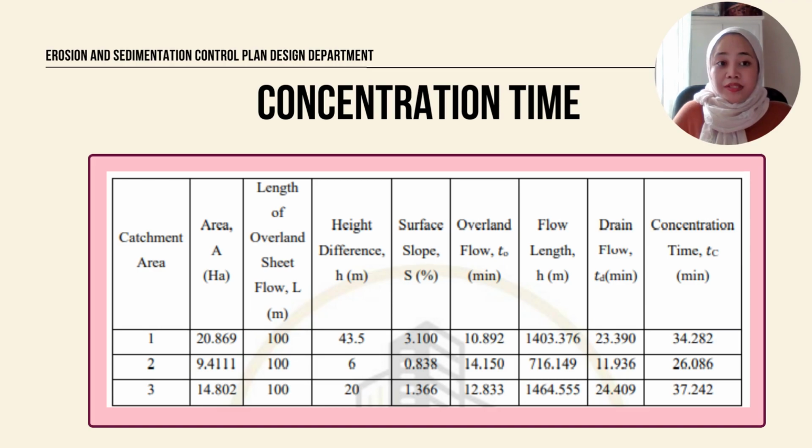Next is concentration time. From this table, we can see that we have catchment areas 1, 2, and 3. For the concentration time, catchment area 1, we get 34.282. For catchment area 2, we get 26.086. And lastly, for catchment area 3, we get 37.242.